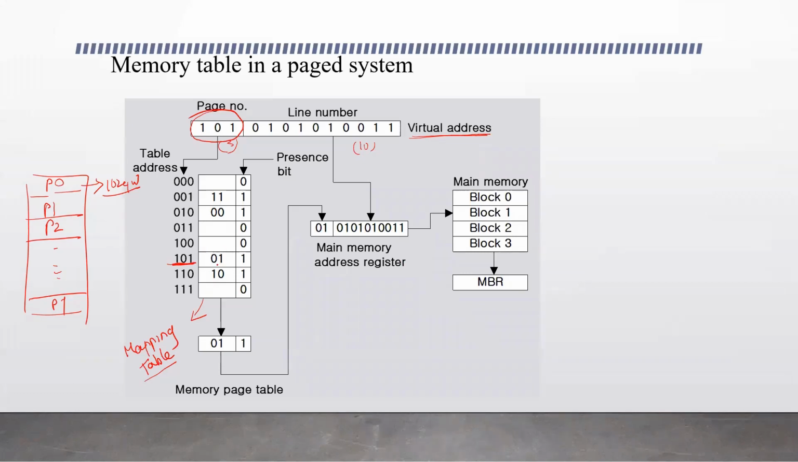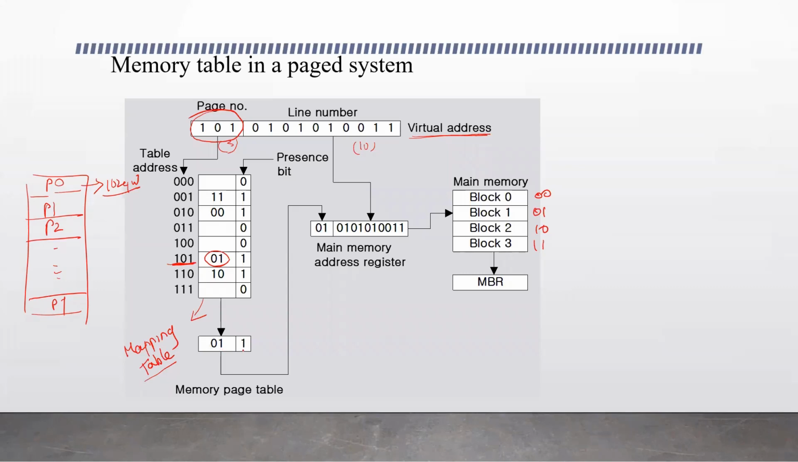The block number here is 01. This means the main memory blocks are numbered 00, 01, 10, and 11. So it is 01, which means page 101 is available in block 01 of main memory. So that is loaded in the buffer.